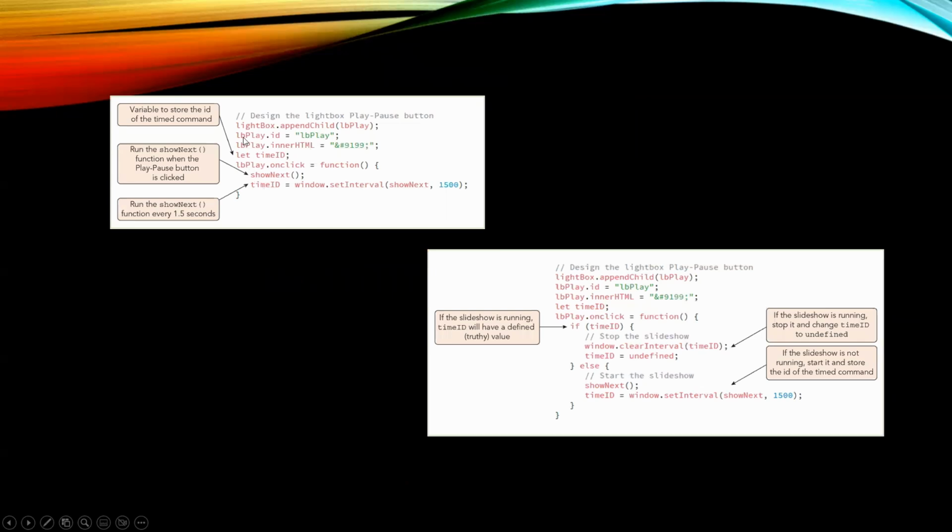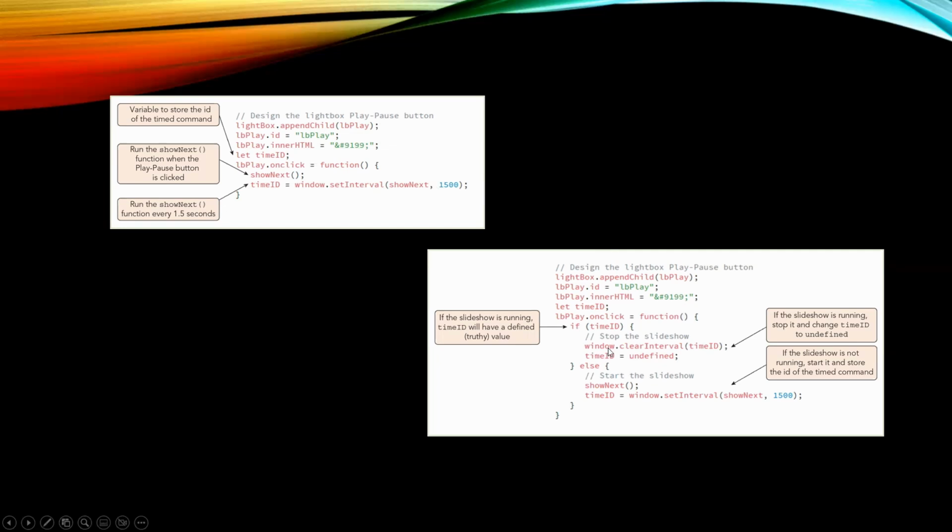Here we have an example. This is going to be that play pause button. So we want to create a function here. We're using a non-named function. So on click, it's going to show next, and it's going to set the interval at 1500 milliseconds or 1.5 seconds. So in this case, it's going to show the next image every 1.5 seconds.